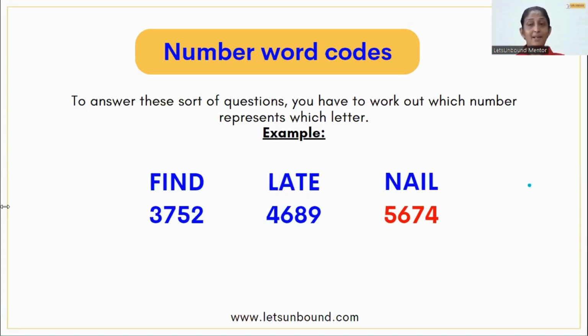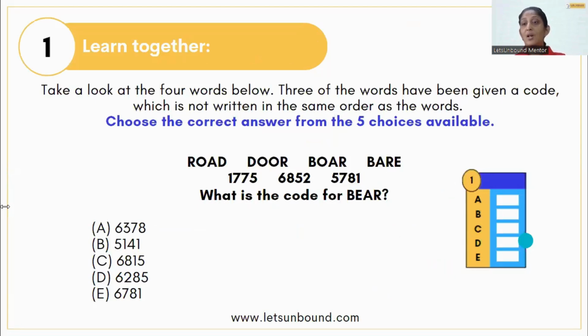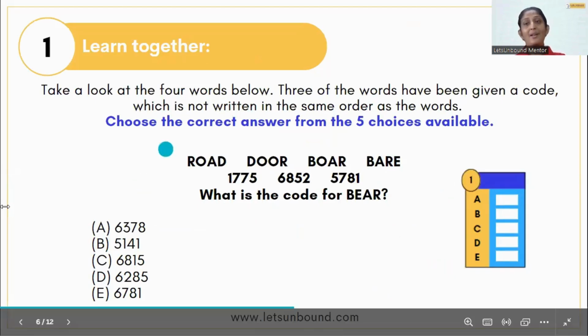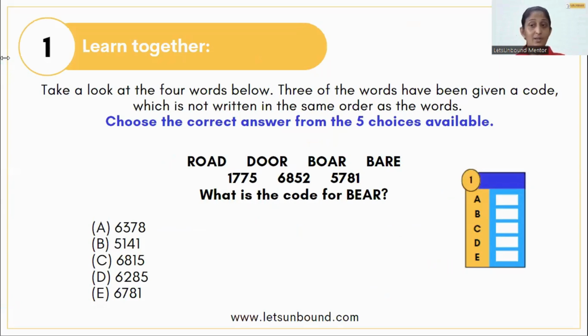This one is a simple example that I have covered. The type of question asked in 11th class is a little trickier than this, but we need to use the same trick which I just explained. Now, let's read the first question. It reads, take a look at the 4 words below. 3 of the words have been given a code, which is not written in the same order as the words. What we need to do is choose the correct answer from the 5 choices available.